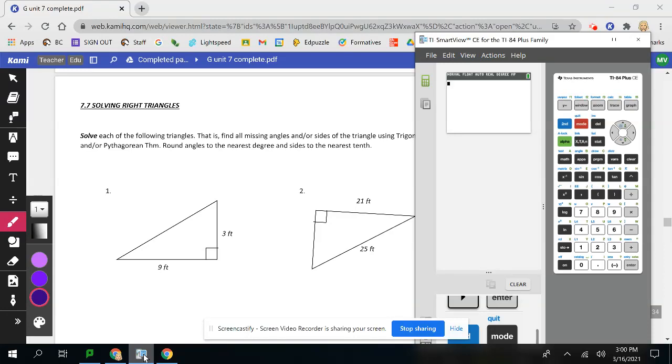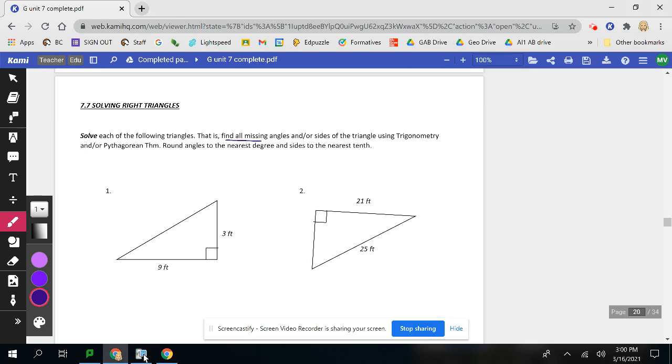Hello, everyone. Today we're going to talk about solving right triangles. To solve each of the following right triangles, what that means is we're going to find all the missing angles and sides of the triangle.